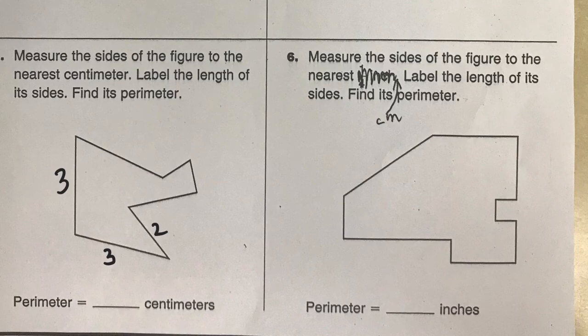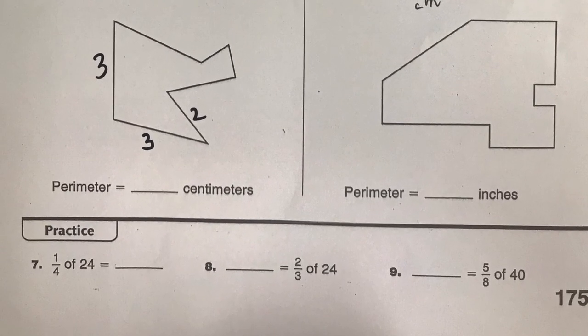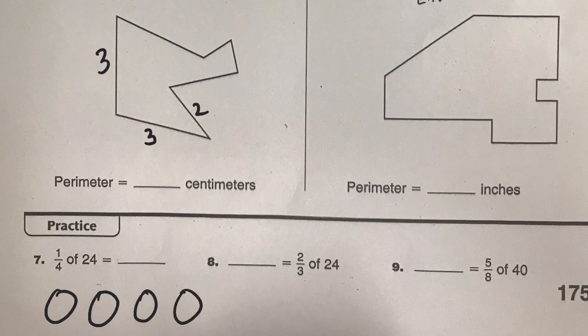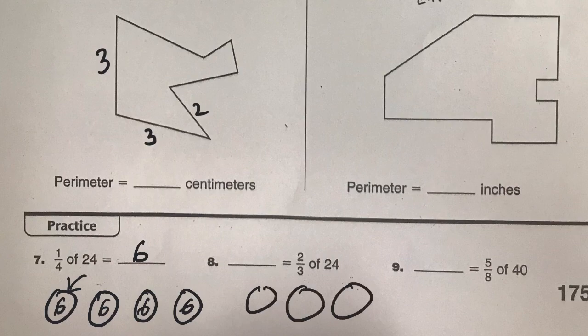And then finally, a little bit of fraction review here at the bottom. Remember, 1/4 of 24 would be 4 groups. So if we put 24 into 4 groups, each group would have 6, right? So one of those groups would be that much. 2/3 of 24: we're splitting 24 into 3 groups, so that's going to be the split. And then 2/3 is 2 of those 3 groups.